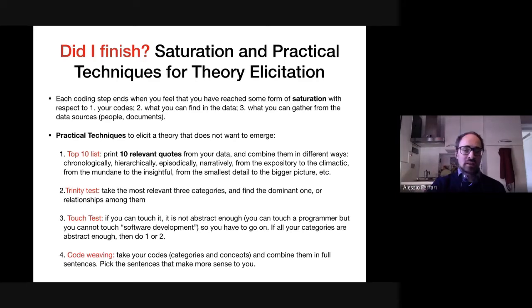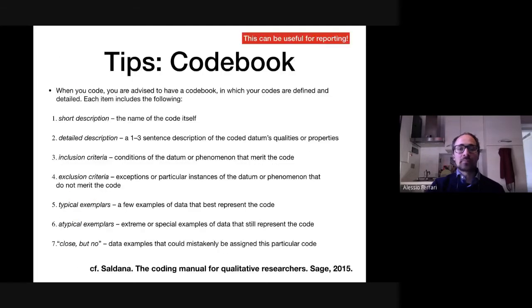Or code weaving. So take your codes, categories and concepts, and combine them in full sentences, and pick the sentences that make more sense to you. So this is almost a random way of trying to get info from your data. Okay, these are just tips for reaching some theory from a large amount of data.